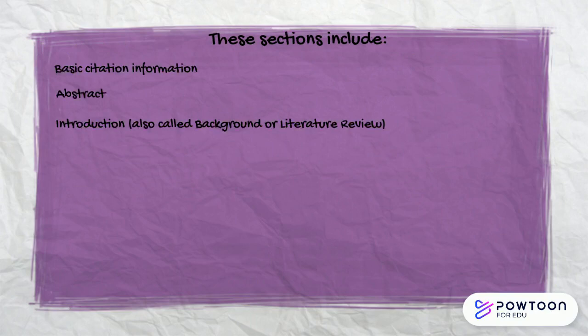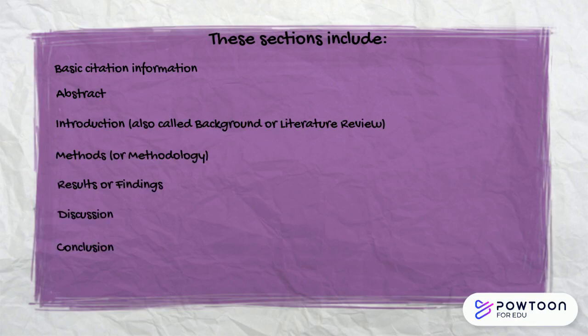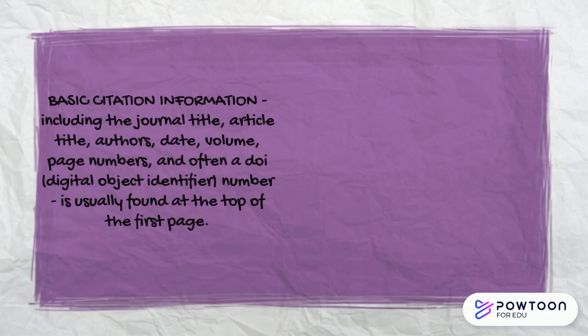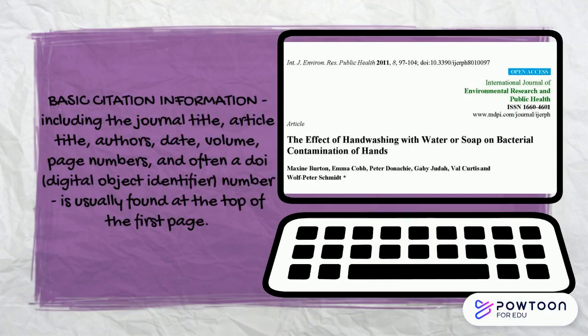These sections include basic citation information, abstract, introduction, also called background or literature review, methods or methodology, results or findings, discussion, conclusion, and references or works cited. Basic citation information, including the journal title, article title, authors, date, volume, page numbers, and often a DOI, or digital object identifier, number, is usually found at the top of the first page.